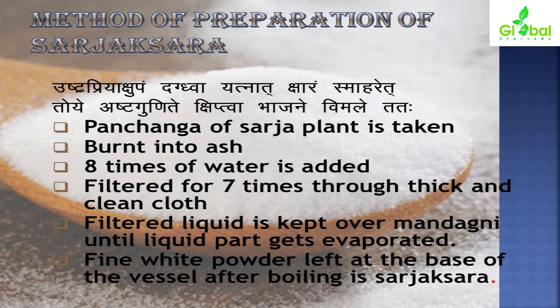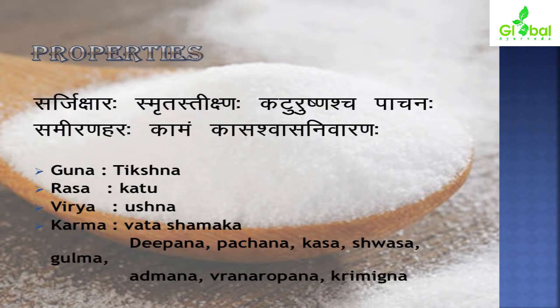Afterwards, this filtered supernatant liquid is kept apart and heated over Mandagni until all the liquid has evaporated. At last you will get a fine white powder, which is called Sarja Kshara. This is the method of preparation explained in the classics. Coming to the properties.